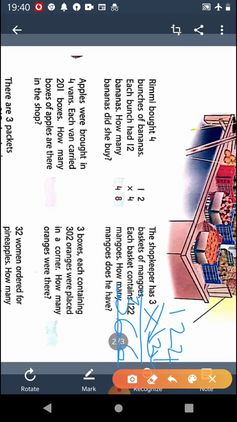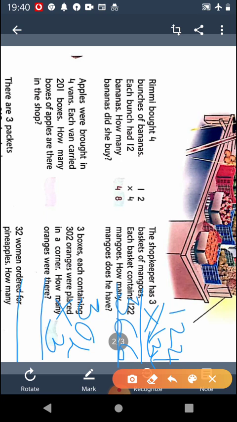The next is 3 boxes each containing 302 oranges were placed in a corner. How many oranges were there? So now how many boxes are there? There are 3 boxes and each box contains 302 oranges. Okay, each box contains how many? 302. And how many boxes are there? There are 3 boxes. So we have to find out the total number of oranges. So we multiply 302 by 3.